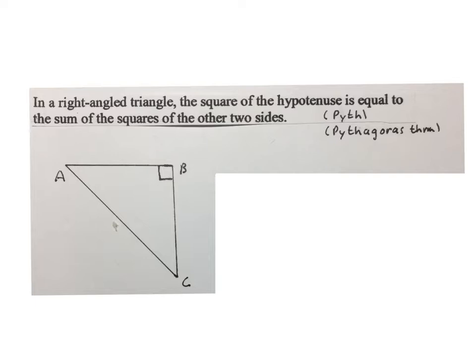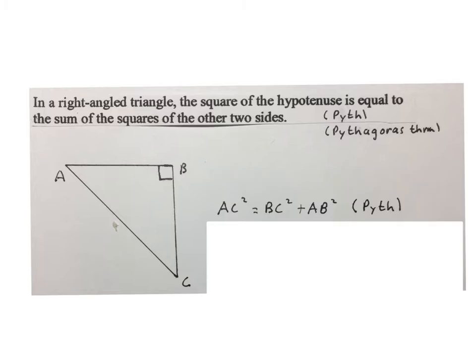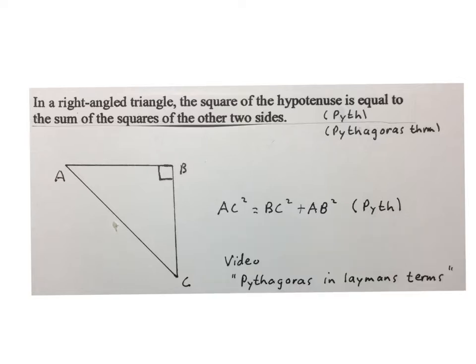The next theorem you must know off by heart is the Pythagorean theorem, and also know the words. It says here, in a right angled triangle, the square of the hypotenuse is equal to the sum of the squares of the other two sides. Your reasoning would be Pythagoras or Pythagoras theorem. It only works on a right-angled triangle. In this case, you'd write AC squared is equal to BC squared plus AB squared. Your reason, Pythagoras. Please look at the video, Pythagoras in layman's terms.